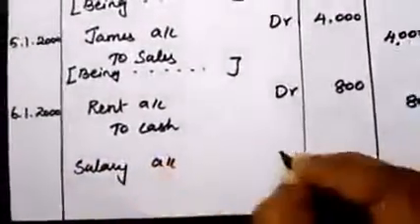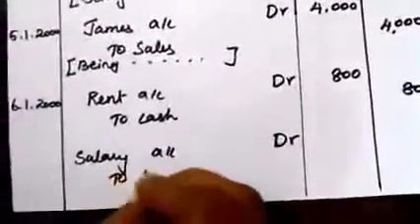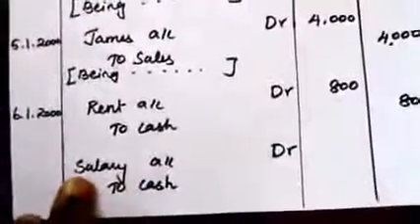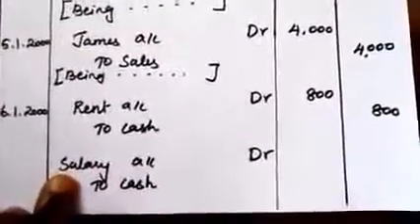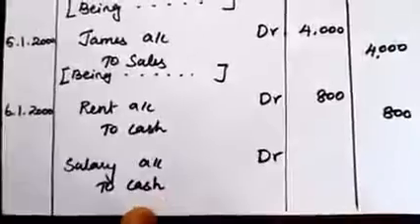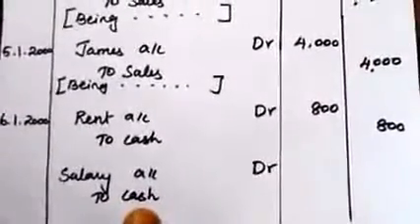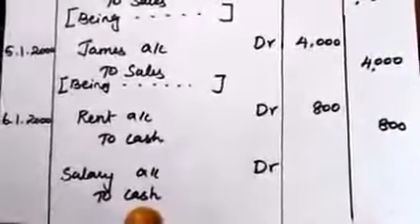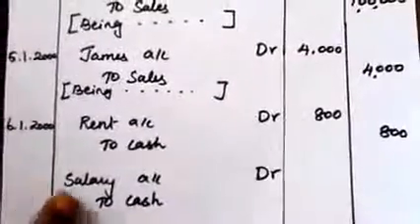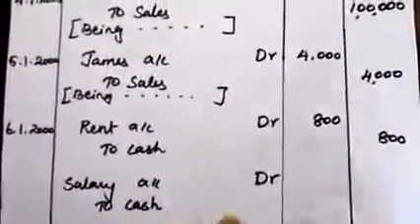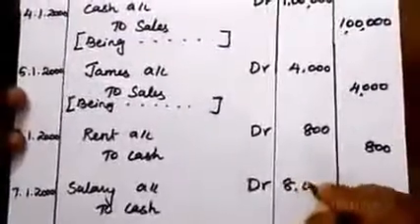Salary account debtor to cash. So when you pay salary to your employee, what goes out? Cash goes out. So cash is a real account. What is the rule for a real account? Debit what comes in, credit what goes out. When you pay salary, cash goes out. So credit cash, 8,000 rupees.